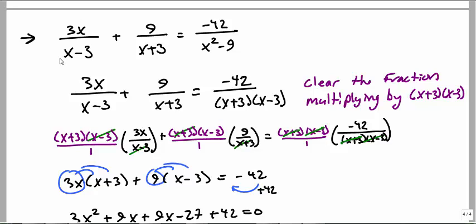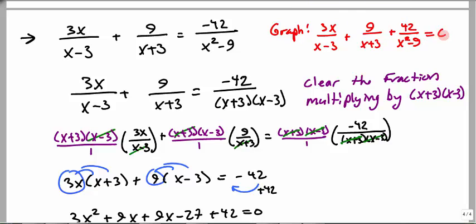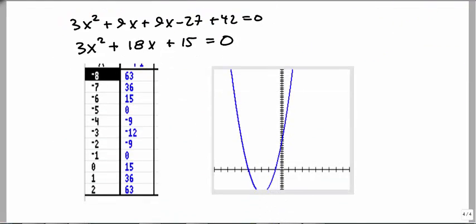Now, one thing that we need to be careful of is I don't get solutions like a positive 3, which would make this fraction undefined, or a negative 3, which would make it undefined as well. So just as a quick side note, I could have graphed this right away without all this simplification work. And what I would have graphed was 3x over x minus 3 plus 9 over x plus 3. And then I'd have to add that 42 across. So I could have entered this and graphed this right away as well. I've gotten the same graph, same solutions.